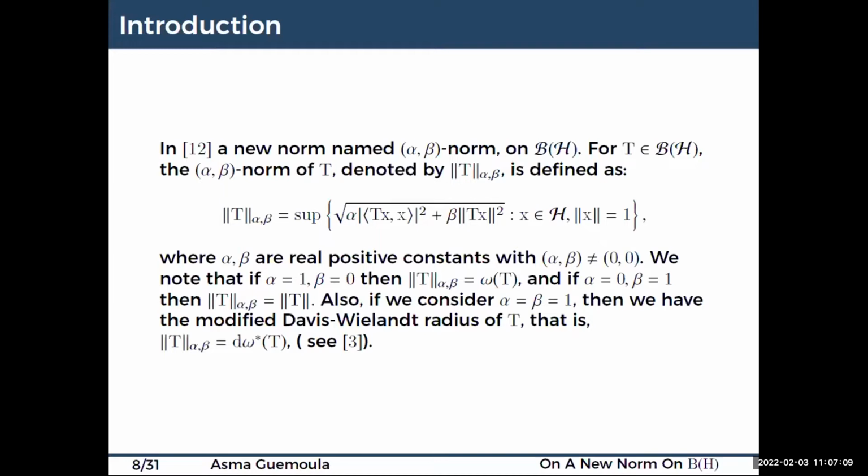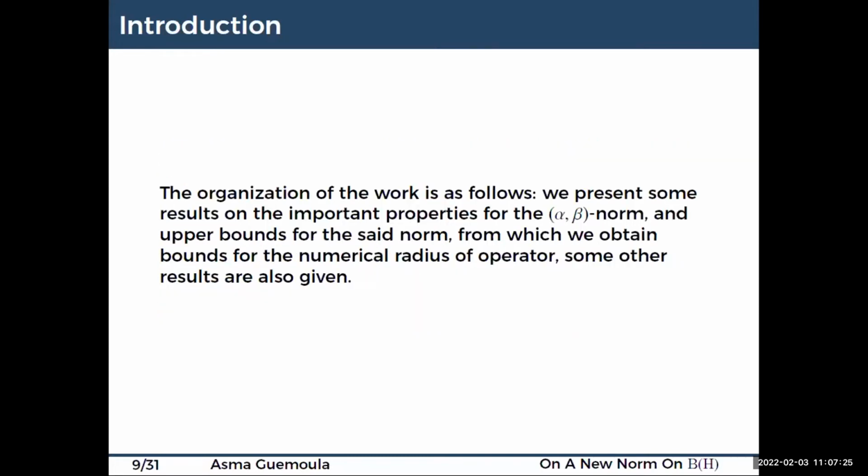Also, if we consider alpha equal beta equal 1, then we have the modified Davis-Wielandt radius of T, that is this equality. See reference 3. The organization of the work is as follows. We present some results on the important properties of the alpha-beta norm and upper bounds for the said norm, from which we obtain bounds for the numerical radius of an operator. Some other results are also given.